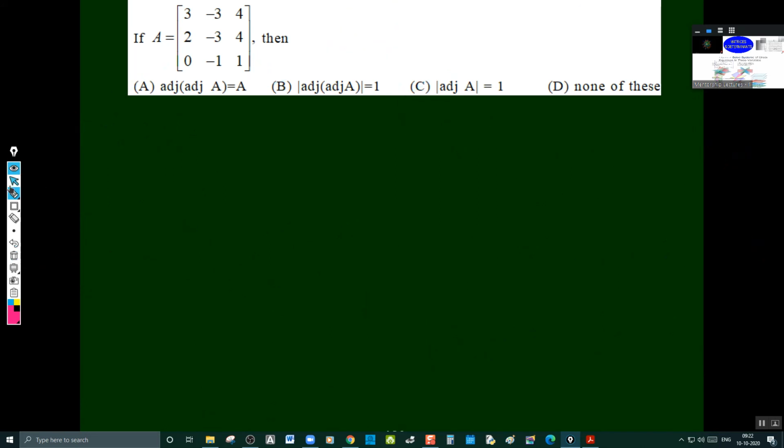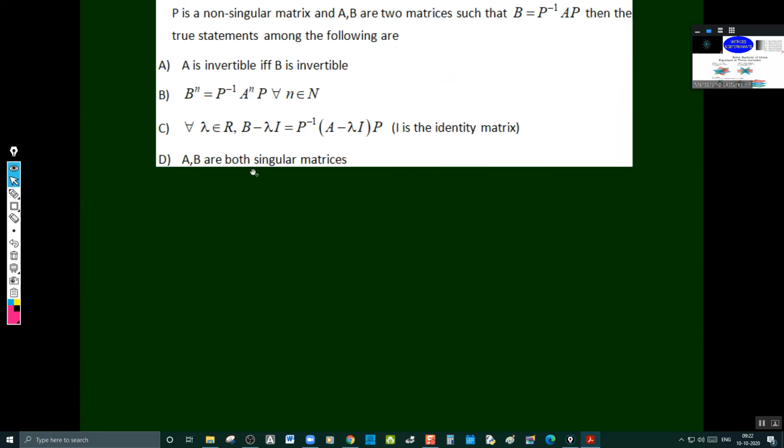Now let us go through the next question. If P is a non-singular matrix and A, B are two matrices such that B is equal to P inverse into A into P.